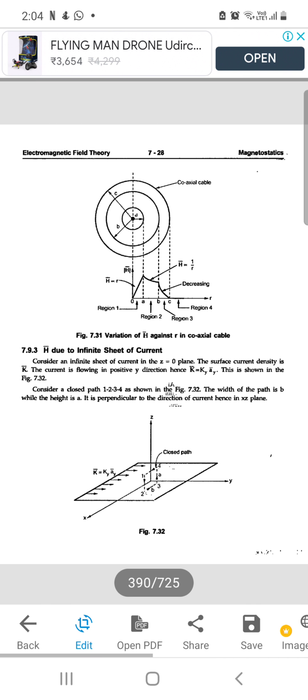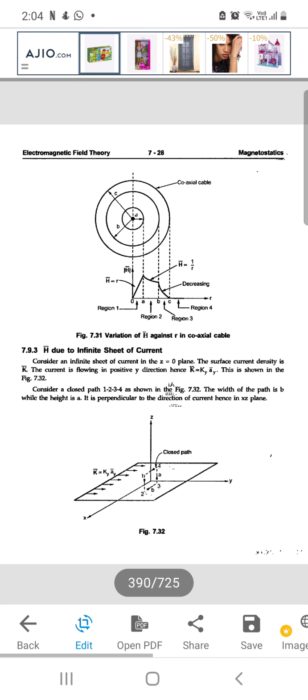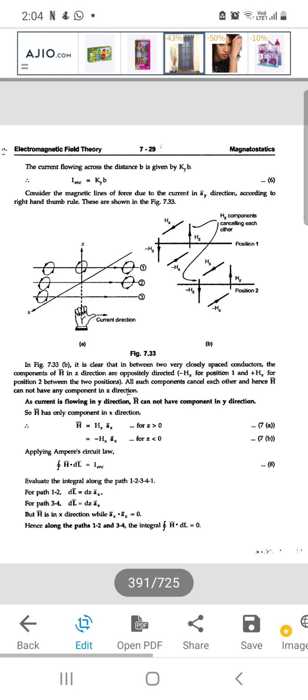The width of the path is b while the height is chosen as a. It is perpendicular to the direction of current, in the XZ plane. So considering width b, the current enclosed by the path is Ky into b, that is K into delta S. Our width is b, so Ky into b.